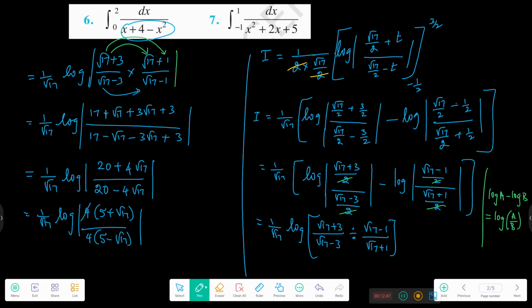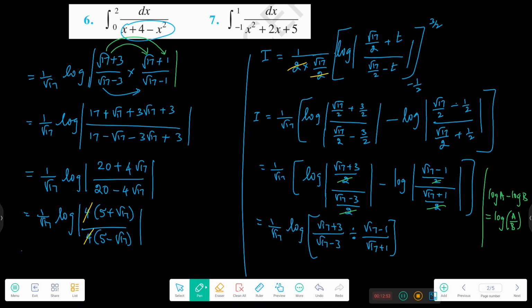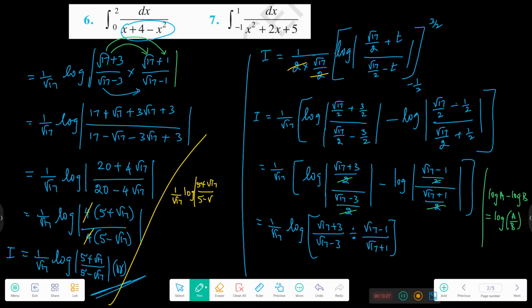Now this 4 is cancelled. The 4 you can cancel. After cancelling, what do we have remaining? 1 divided by root 17 log of (5 plus root 17) divided by (5 minus root 17) is my required final answer for question number 6. You can stop here, or rationalize the denominator inside the log itself. If you want, you can rationalize the denominator.